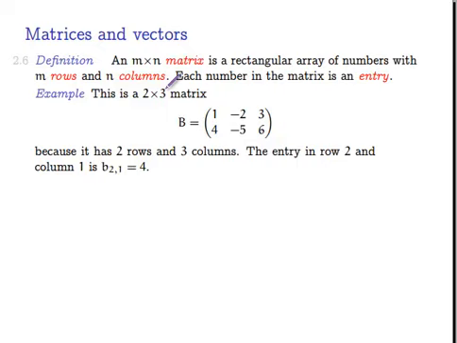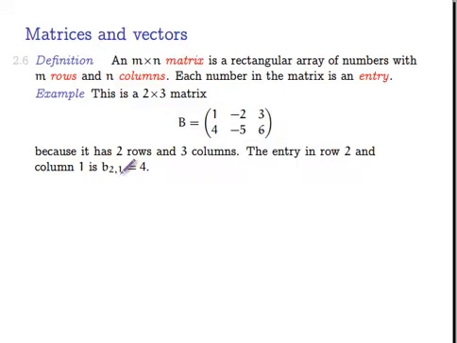Okay, if I want the entry in row 2 and column 1, typically we use the lowercase letter to denote individual entries, and we use an uppercase letter to denote the matrix. So B21, that means second row, first column. You always do it this way. The first index on your entry is always the row index. The second index is always the column index.